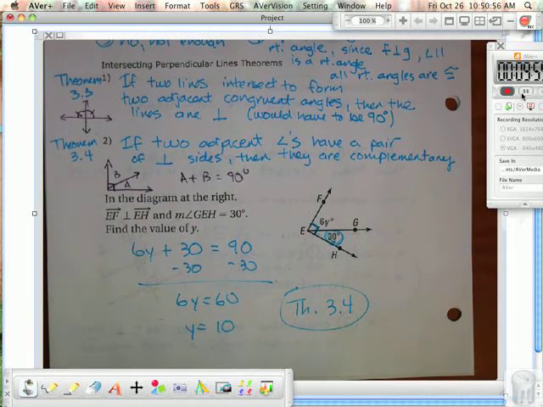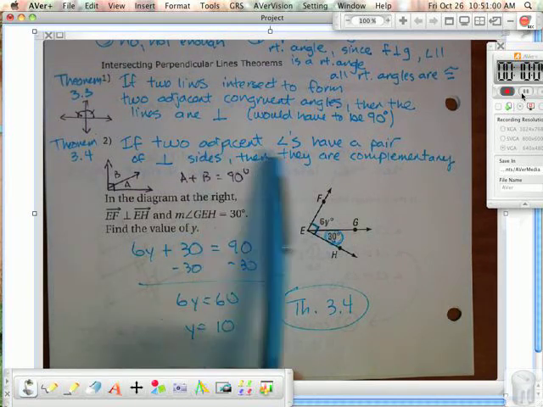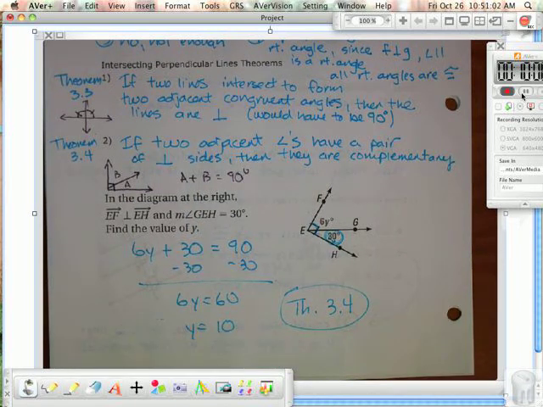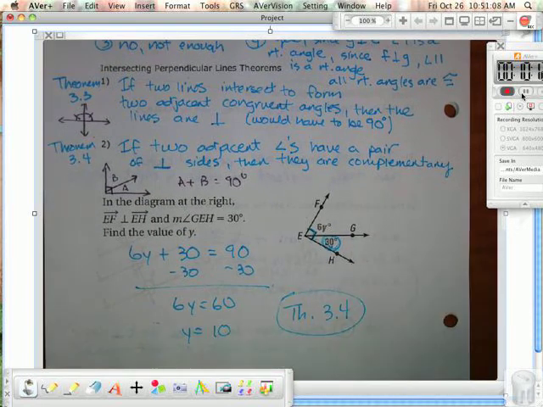You could just say adjacent angles that have a pair of perpendicular sides if you want. You don't have to memorize what it is. Okay? So that is what 3-2 is about.